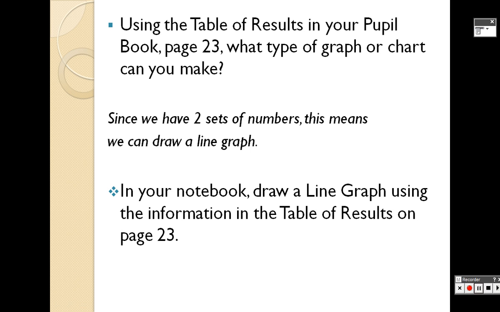Using the table of results in your pupil book, page 23, what type of graph or chart do you think you can make? Since we have two sets of numbers, this means we can draw a line graph. In your notebook, I'd like you to draw a line graph using the information in the table of results on page 23.